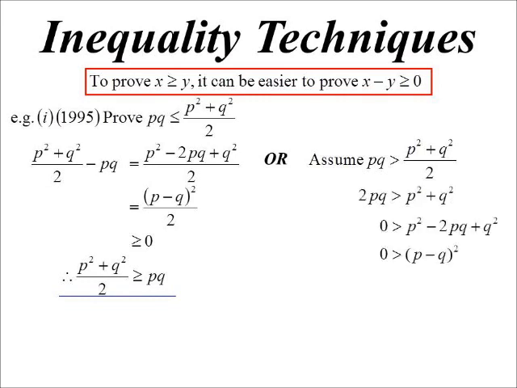So 2pq is greater than p squared plus q squared, which means 0 ends up being greater than (p minus q) squared. But hang on a sec. We know (p minus q) squared has to be greater than or equal to 0. Well, it can't be both. There's the contradiction. So it must have been my initial statement, my assumption is false. So therefore pq is actually less than or equal to (p squared plus q squared) on 2.